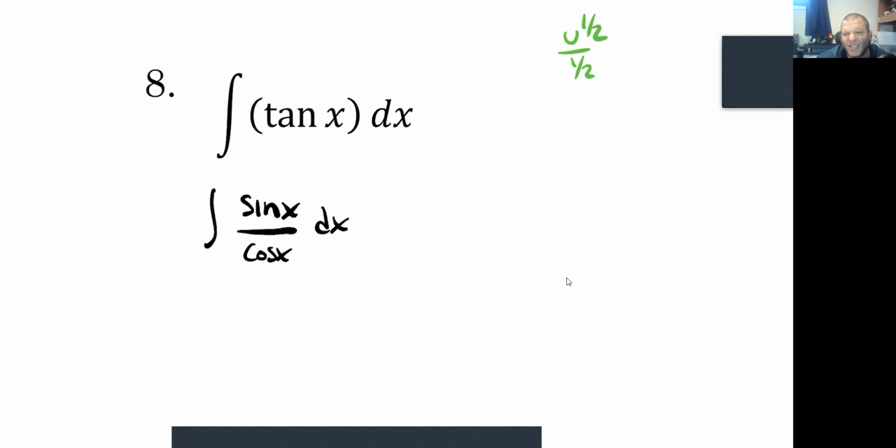And when we write it like this, things start to fall into place, because we see that we have a sine, which has a derivative of cosine, and a cosine, which is kind of a derivative of sine. Those things are derivatives of each other. So we can make a u substitution here.